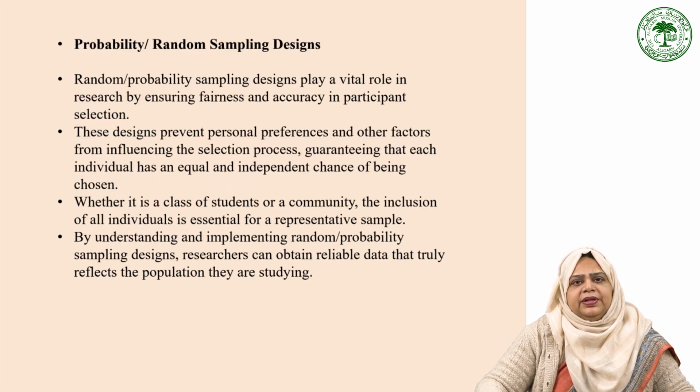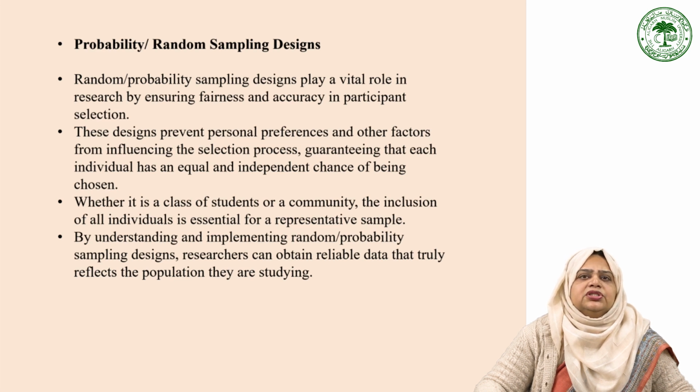The first category of sampling design is probability or random sampling designs. These designs are crucial in research because they ensure fairness and accuracy in selecting participants for a study. Every element in the population being studied has an equal and independent chance of being selected for the sample. Equality means that each element has the same probability of being chosen, regardless of personal preferences or other factors. Independence means that the choice of one element does not depend on the choice of another.